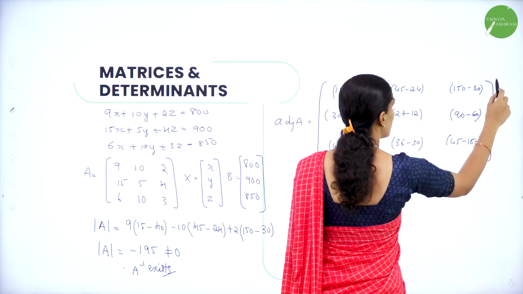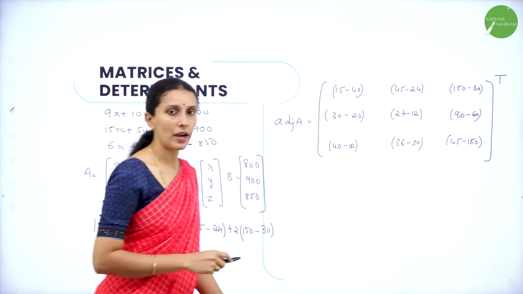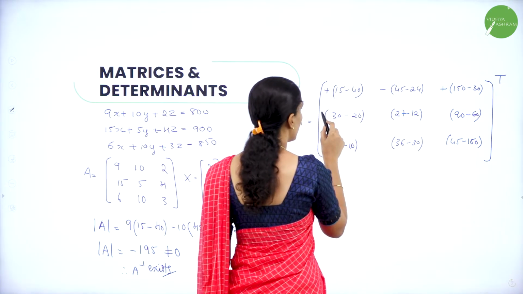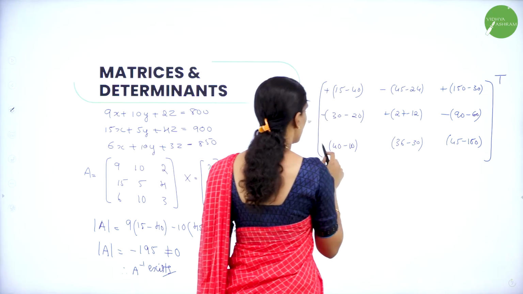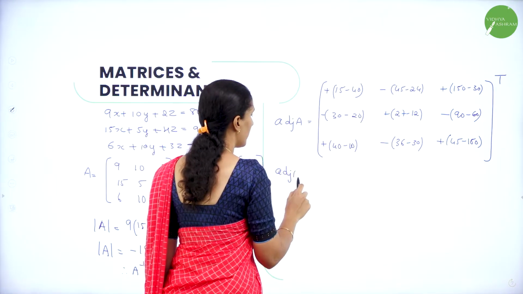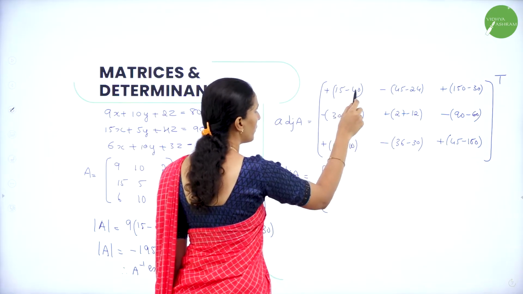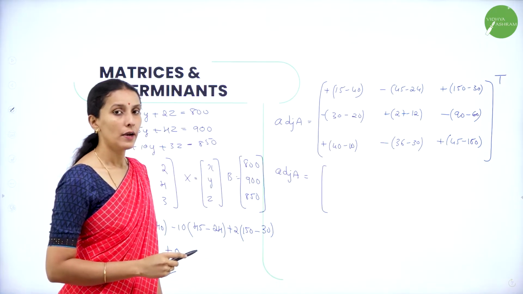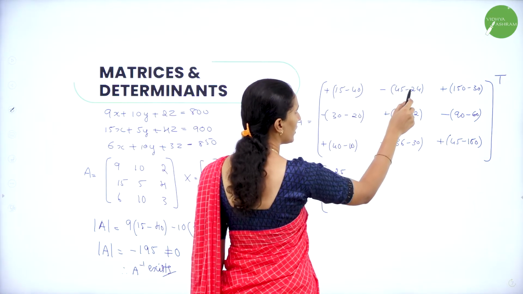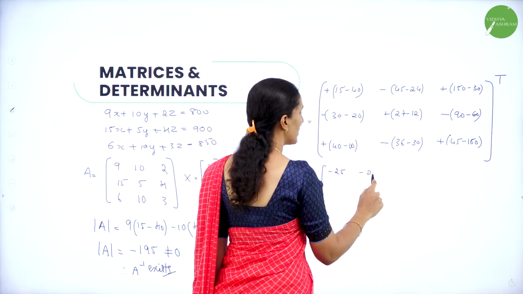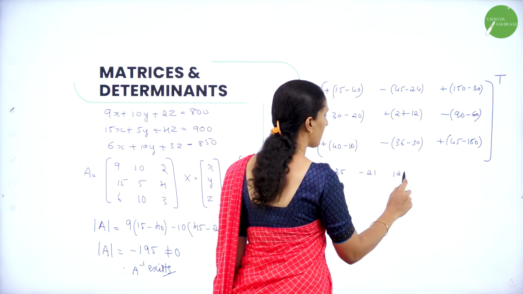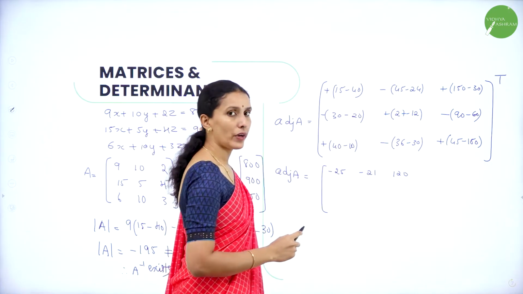We should take the transpose of this matrix to get the adjoint A. Now, let us put the signs plus, minus, plus, minus, plus, minus, plus, minus, plus. Now, adjoint A is equal to 15 minus 40, we will get it as minus 25. Next, we have 45 minus 24, minus 21. Next, 150 minus 30, we have 120. Next, 30 minus 20 is 10.